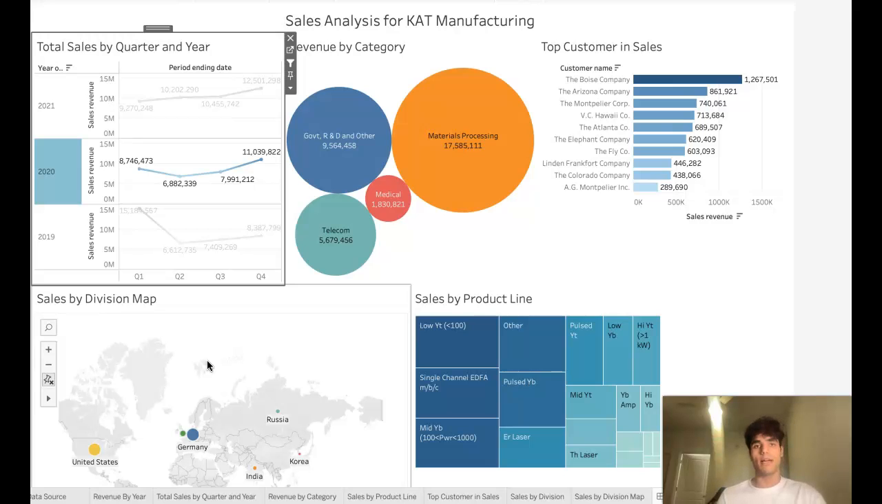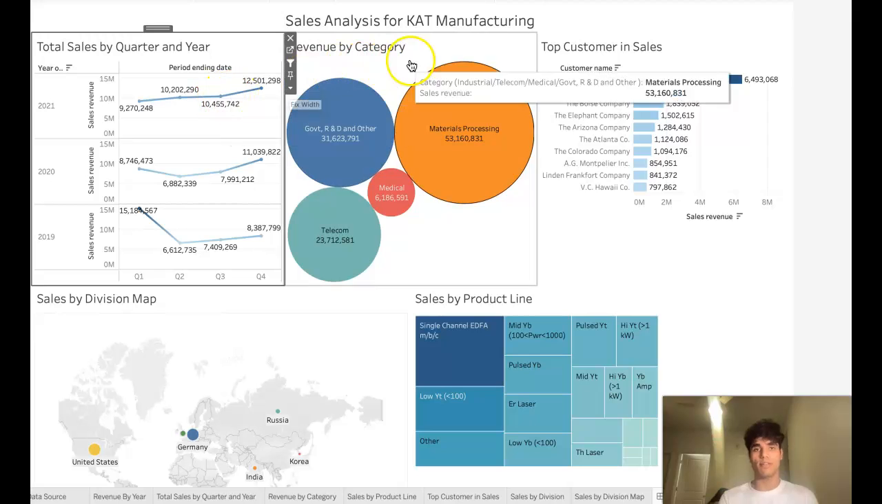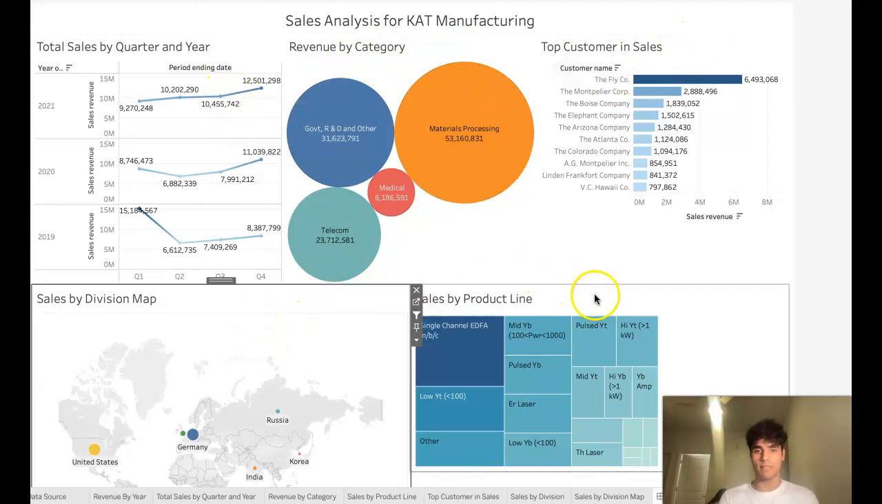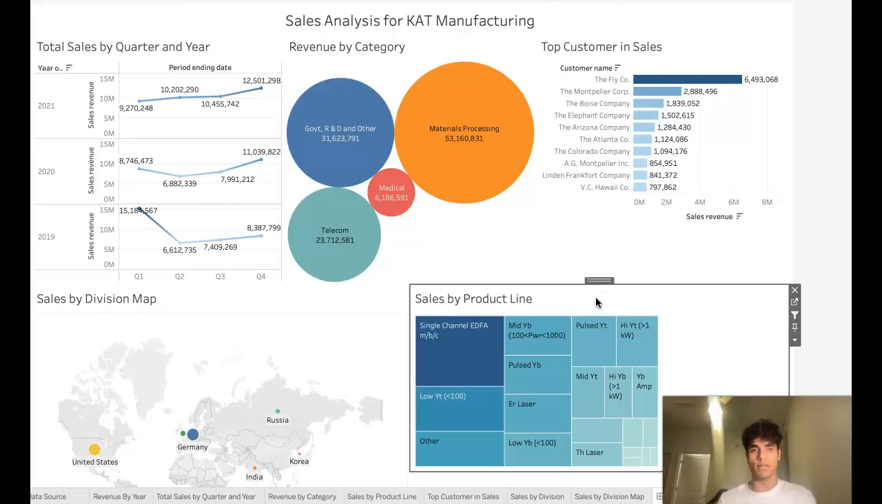U60964912, and today I will be presenting you the sales analysis for CAD manufacturing. As you can see, this is a dashboard that is created by me for the sales analysis of CAD manufacturing for ACG 2021 USF. In front of you, there are different categories: sales by quarter and year, revenue by category, top customers in sales, sales by division map, and sales by product line, which shows us the different data for the CAD manufacturing in different years, in different categories.